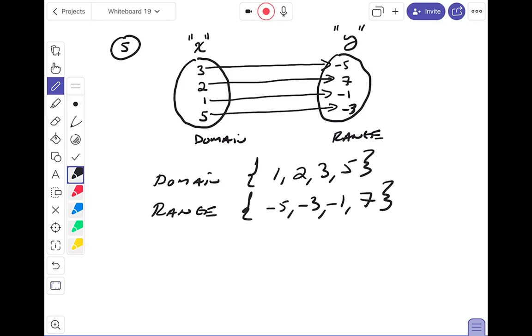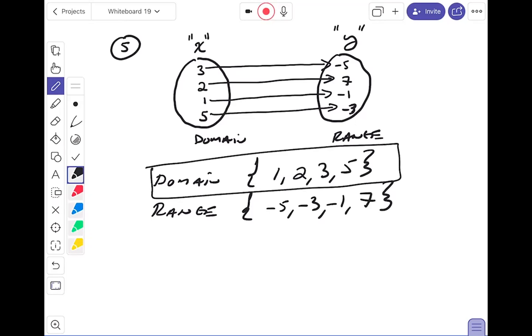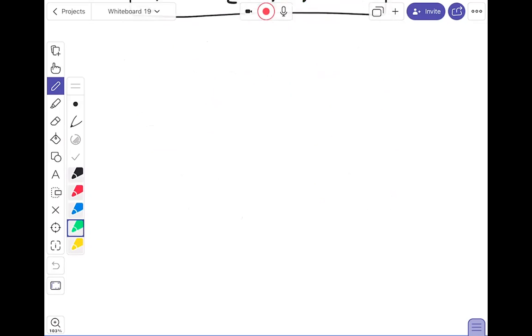All right, let's look at the answer key. Make sure we're getting those things. In other words, are we getting the domain and are we getting the range? Mistakes can happen, by the way. So let's take a look at it. I got 1, 2, 3, 5. Got that one right. -5, -3, -1, and 7. All right, let's keep going. Let's go to number 6.